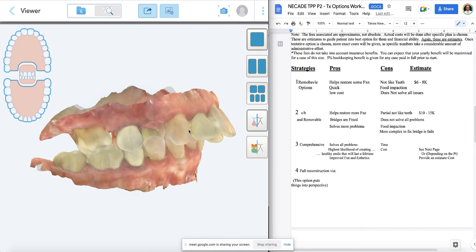Sagittal is the anterior posterior dimension. And when we talk about class 1, class 2, class 3, we're talking about the sagittal dimension.